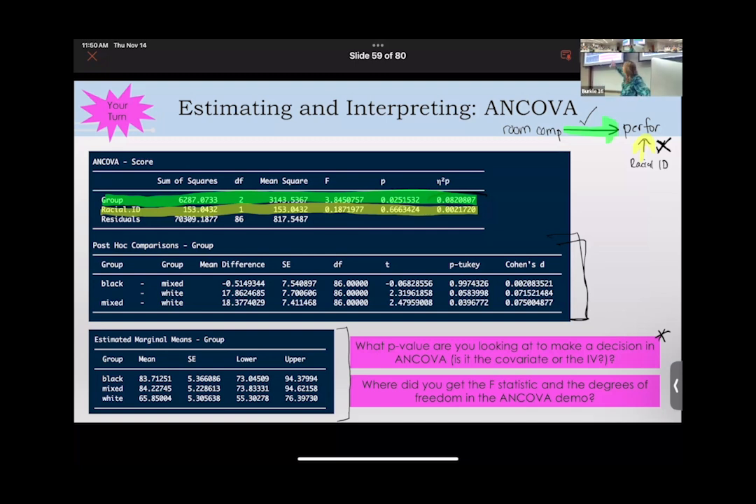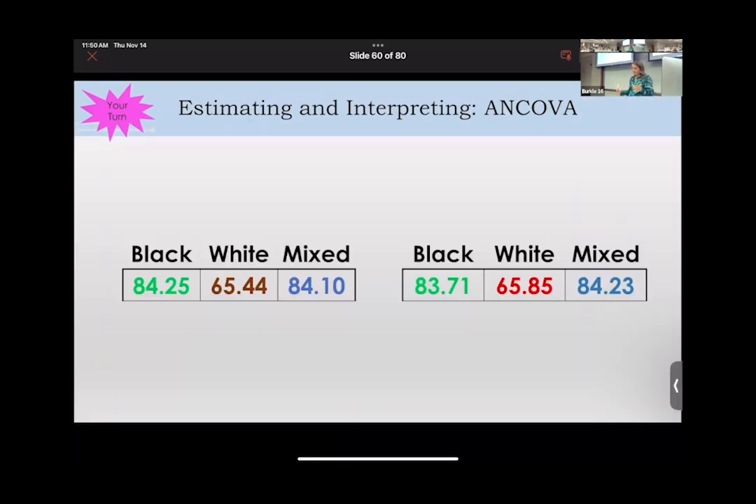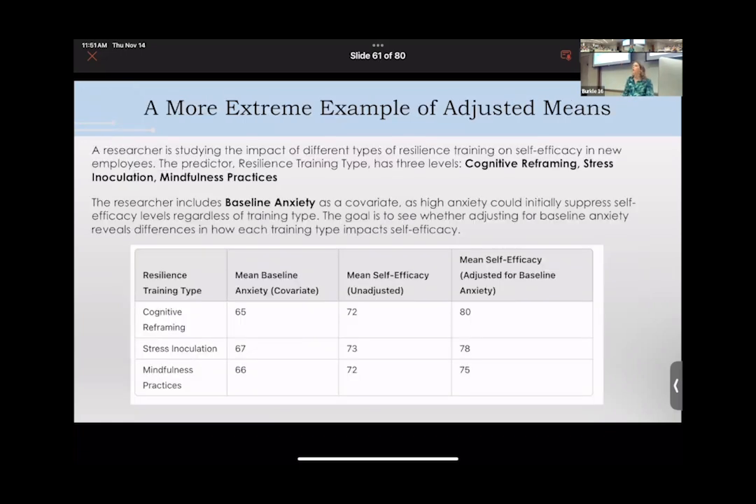So if I were to compare this result with my one-way result, my error here would be smaller than it is in my one-way, and my means would be different. There are your two adjustments. If we look at them next to each other, here's what they look like not adjusted. Here's what they look like adjusted. Now, this is another example where it's not a massive adjustment. So let's look at a different example where it's way more adjusted.